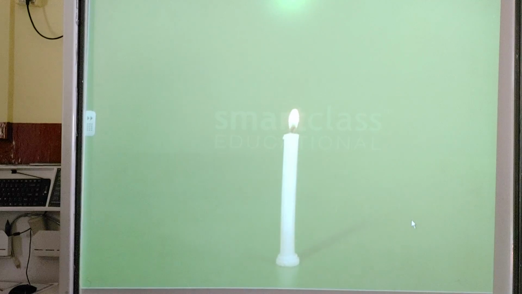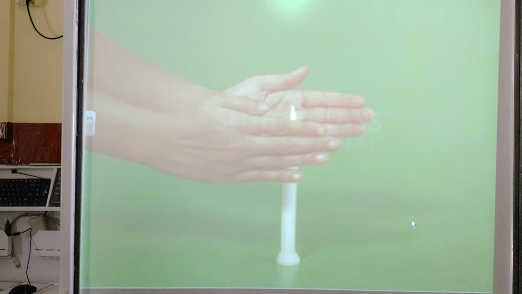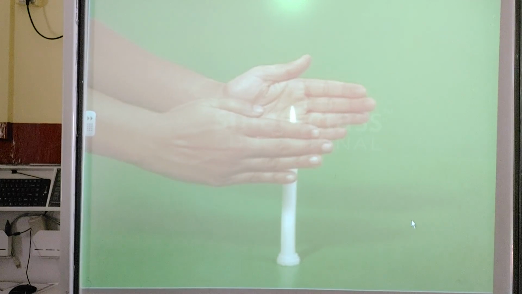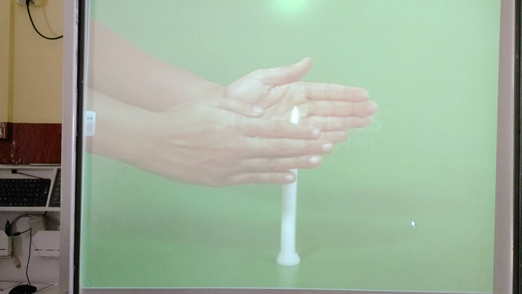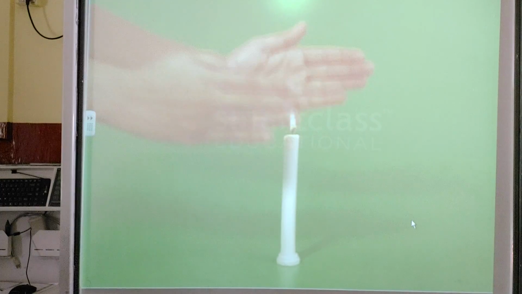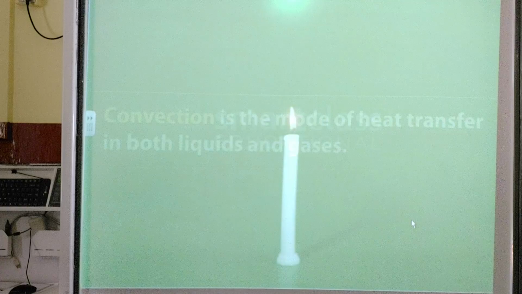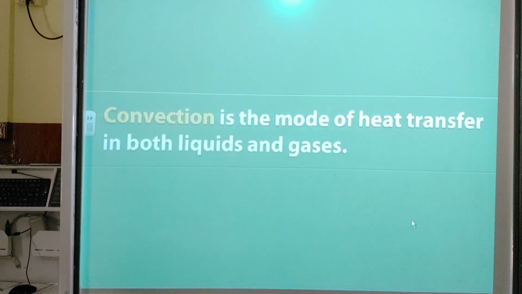You can test this by holding your palm at a safe height above a candle flame. The palm feels hot only when it is held directly above the flame. If the palm is held on the sides of the flame, it does not feel so hot. This is because of the fact that hot air always rises up as it becomes lighter. So, it can be inferred that convection is the mode of heat transfer in both liquids and gases.